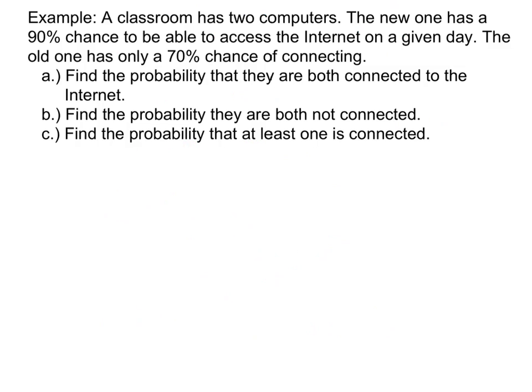So let's say a classroom has two computers. Right? There's a new one and an old one. The new one has a 90% chance to be able to access the internet on any given day, and the old one has only a 70% chance of connecting to the internet. Okay? Are those two things independent of one another?